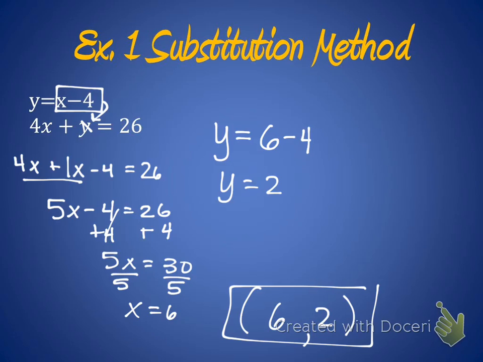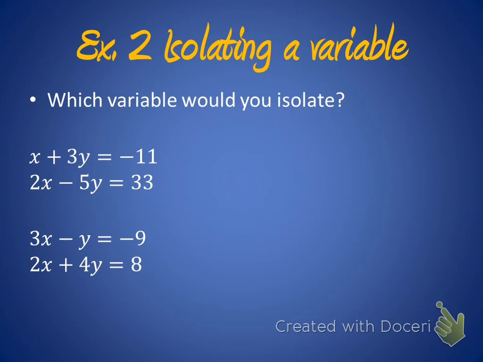So the next example. Now, I don't have a problem that says y equals this or x equals this. So I'm going to have to come up with that. And there's several different ways that you can do it. Actually, we can get any one of these 4 variables by itself and solve. It does not matter which one you do.